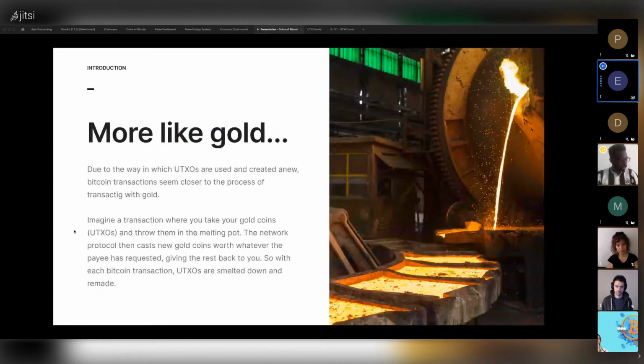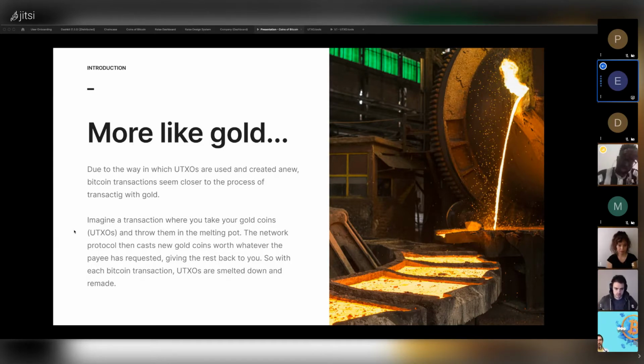I also give this analogy of gold, which maybe some of you can give some feedback on later. I was listening to a podcast with Shinobi, and he talks about how UTXOs are pretty similar to a gold transaction, in the sense that you would give your gold coins to, well, in this case, the network or the transaction that you're constructing, and how UTXOs are basically melted down and then reworked into brand new coins.